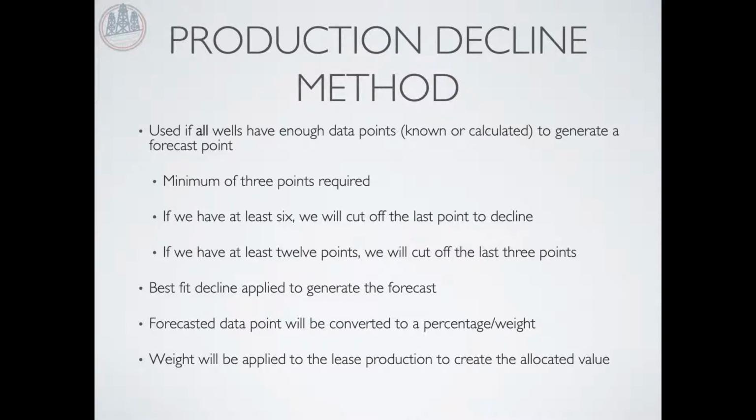The next method is the production decline method. So if all of the wells have enough data points, they can be known data points or they can be calculated. Again, we're running this every month through the life of the lease. So say we've gotten 6 months down through the lease, and each of the wells have enough data points to generate a forecast point, then we'll use this method. There's a minimum of 3 points required. If we have 6, we'll cut off the last point to create a decline. If we have 12, we'll cut off the last 3 points.